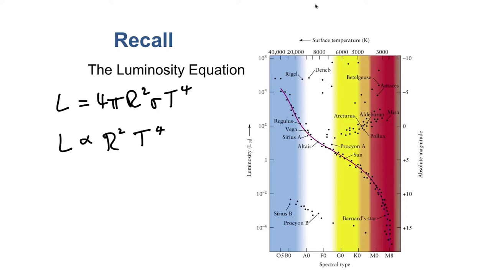explicitly plotted on this diagram. We're plotting the luminosity versus the temperature. So this is giving us radius information also. Let's try to see how that works.